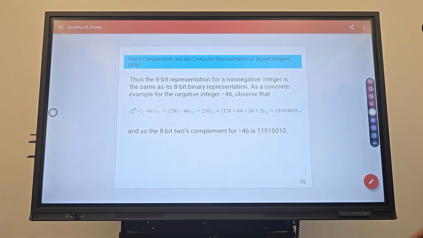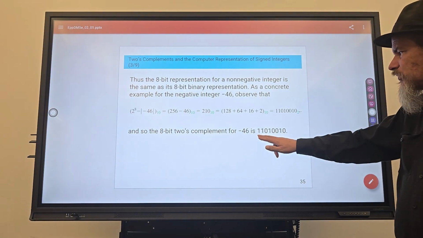Thus, the 8-bit representation for a non-negative integer is the same as its 8-bit binary representation. As a concrete example for a negative integer, observe that this process here is used to convert negative 46 into binary. So that is the result here.